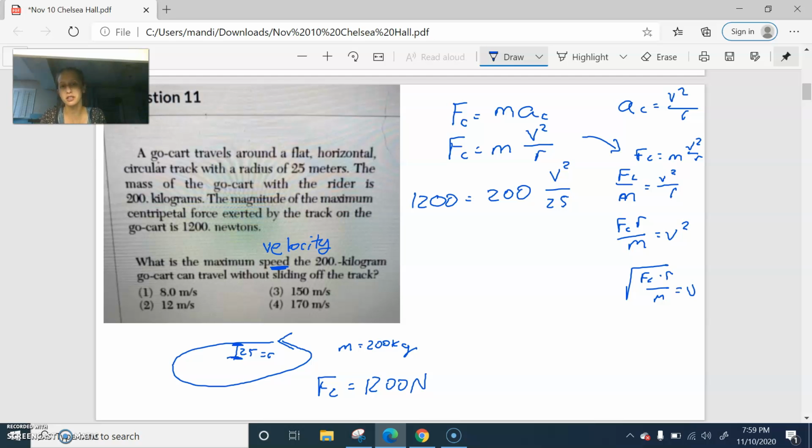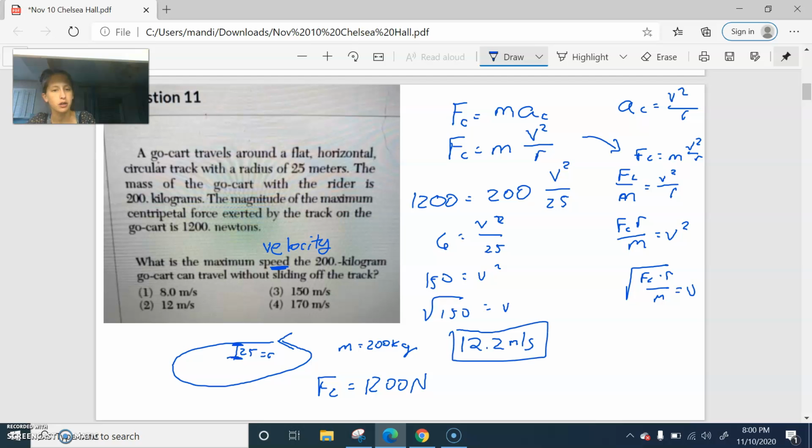So I'm going to do 1200 divided by 200 and say 6 equals v squared over 25. I'm going to multiply both sides by that 25 to get rid of it. So I'm going to say 150 equals v squared. So then we take the square root of both sides to get rid of that squared. So the square root of 150 is 12.2.